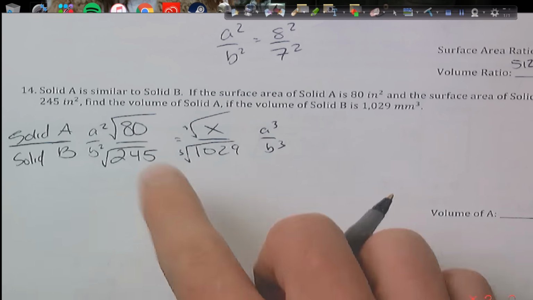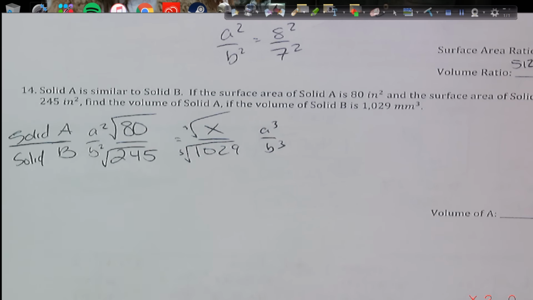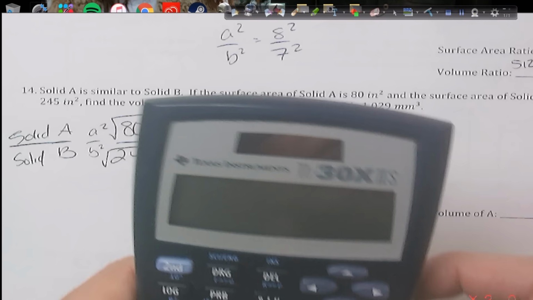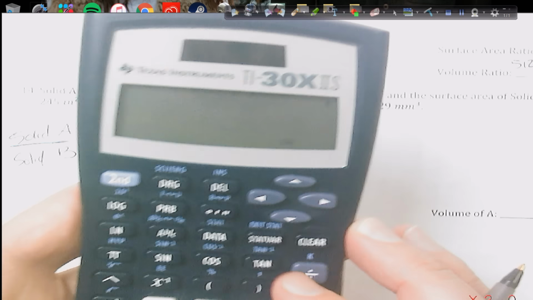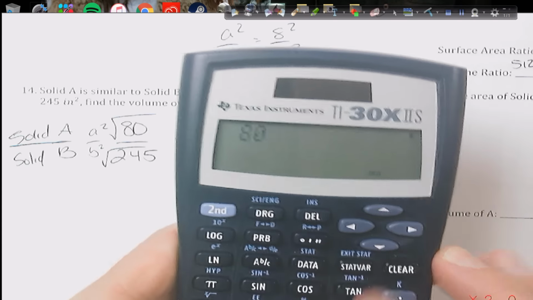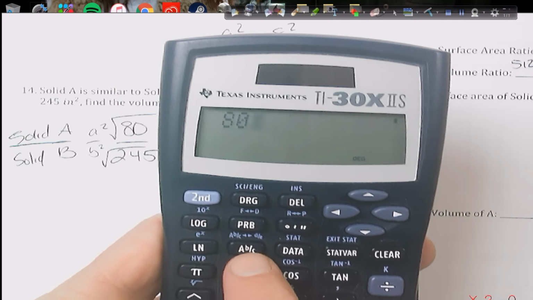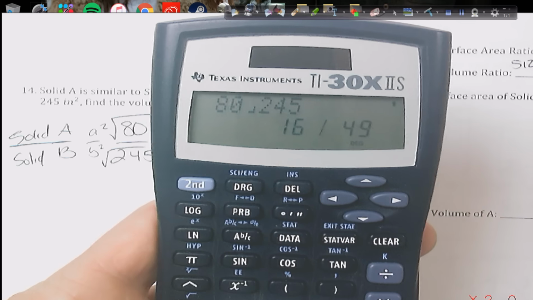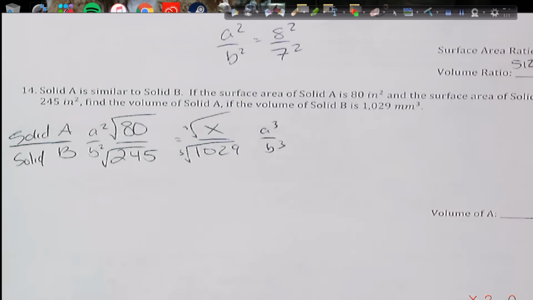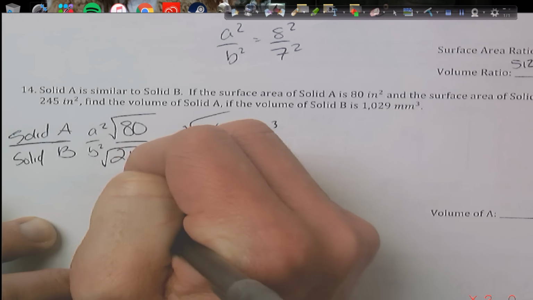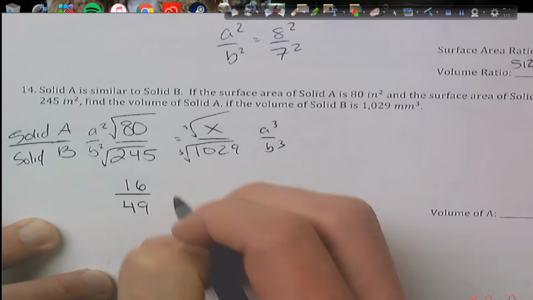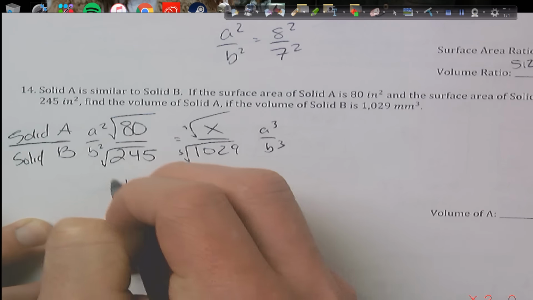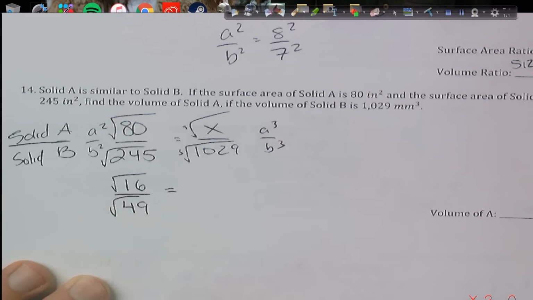Here's the problem. 80 and 245 are not perfect squares. So that sucks. Fortunately, we can reduce the fraction. So we're going to go ahead and turn this puppy on. 80. Here's our secret button right there. Looks like a little L. 245, and let's see. Wow, 16/49. It's like magic, you know. Okay. These are still squared. Don't forget that.